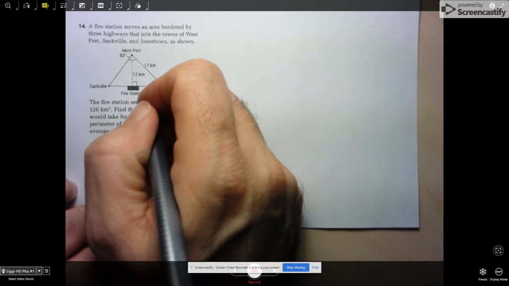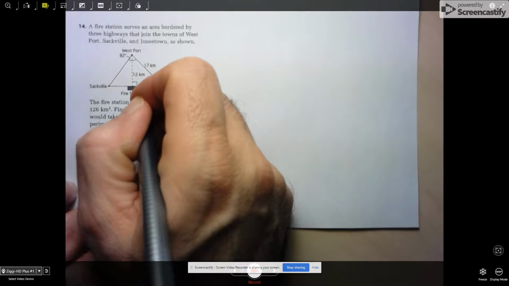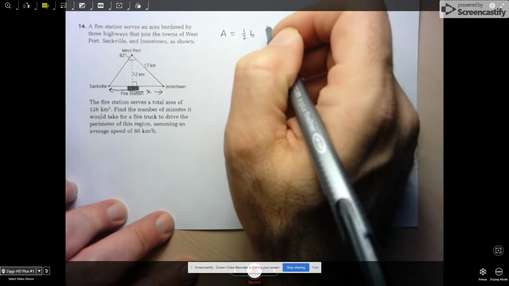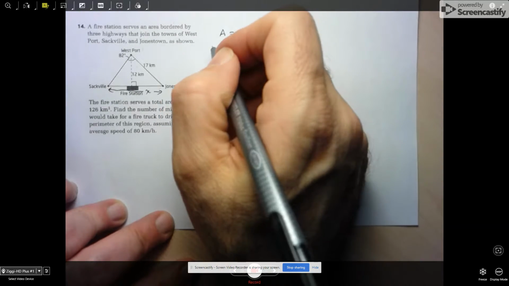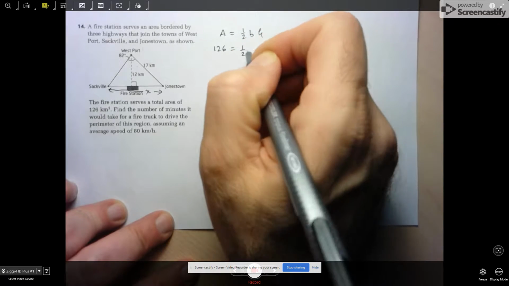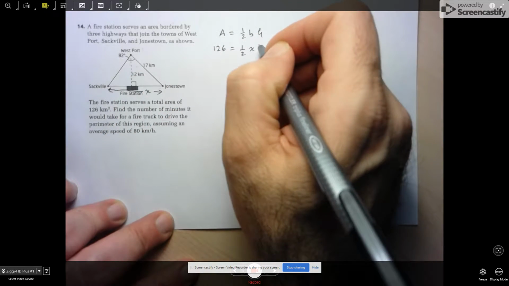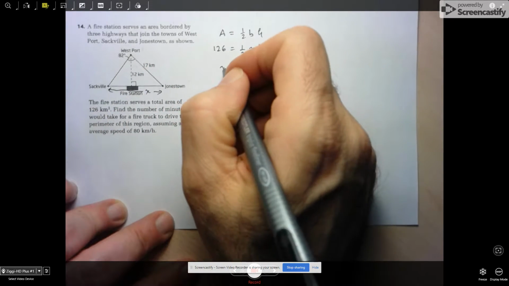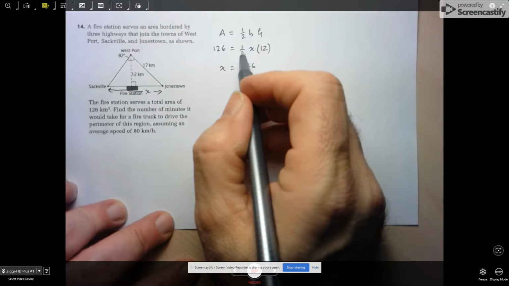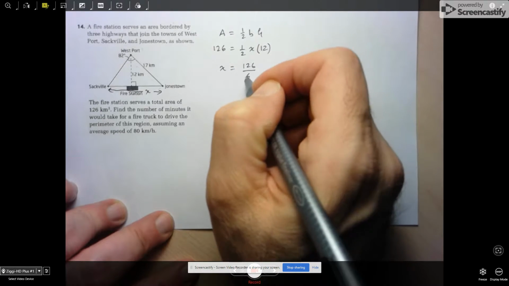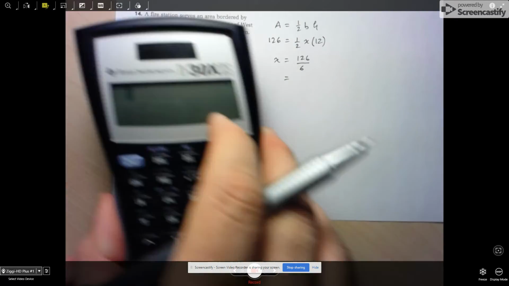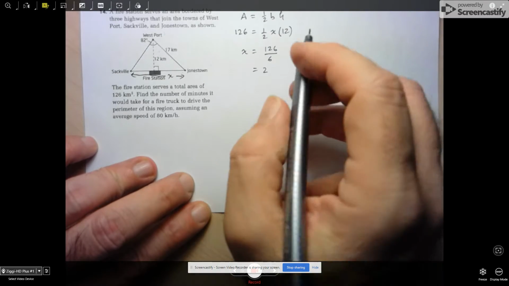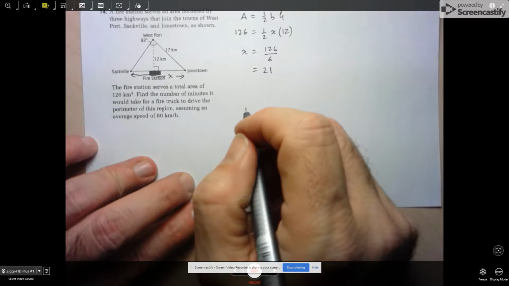Let's call this side length going all the way across x. We have that the area is 1/2 base times height. The area is given as 126, 1/2 times the base we called x, and the height of this triangle is given as 12. So x is equal to 126, and 1/2 of 12 is 6, so we're just going to divide by 6. We can do this in our heads, because 6 goes into 12 two times, and then we're left with the 6, which goes into 6 one time. So we have 21 kilometers.